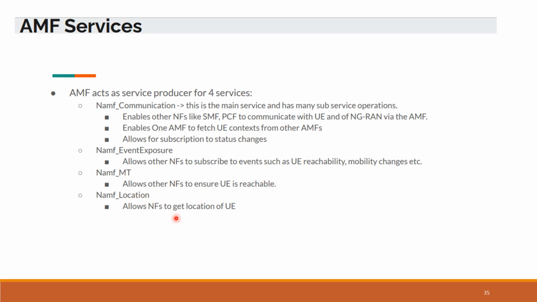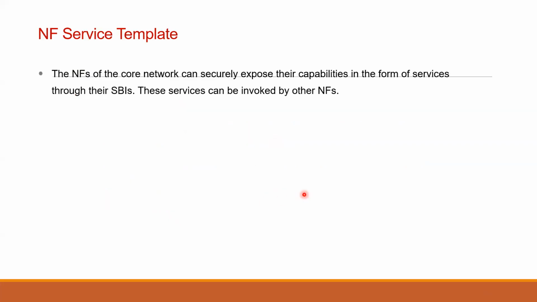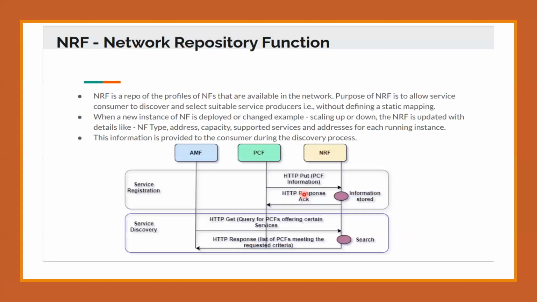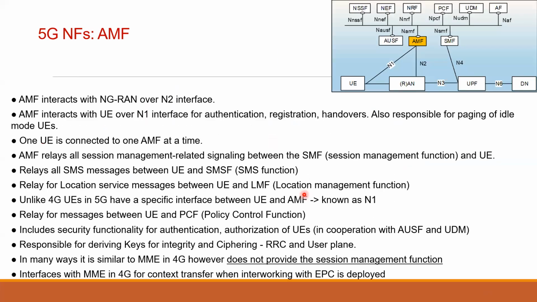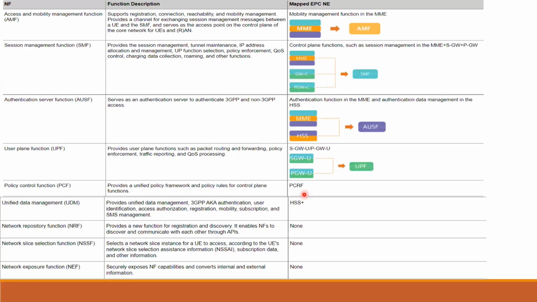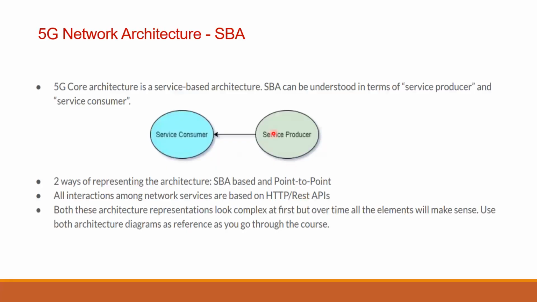If you remember, we'll go a little bit back, and maybe you will understand a little bit more, when I was introducing the SBA architecture, it was a service producer and service consumer. So when we're discussing AMF, AMF is a service producer, and those are the four different services that AMF has: communication, event exposure, MT, and location. A service consumer is the network function that may utilize those services.